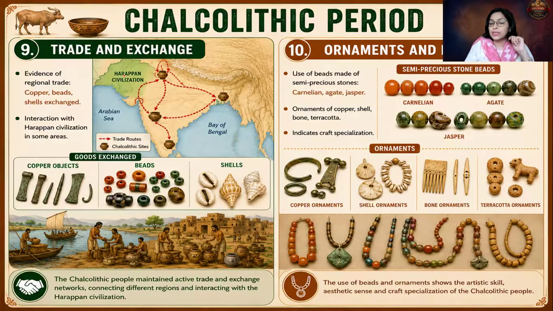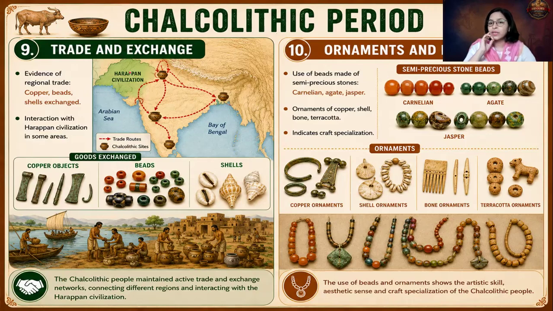Now let us try to understand the trade and exchange of this period. There is evidence of regional trade being done. Regional in the sense that the Chalcolithic cultures traded amongst themselves and with the distant cultures which were existing in India. Also, they were in contact with the Harappan people. So what did they exchange? Especially with the Harappans, they exchanged copper.